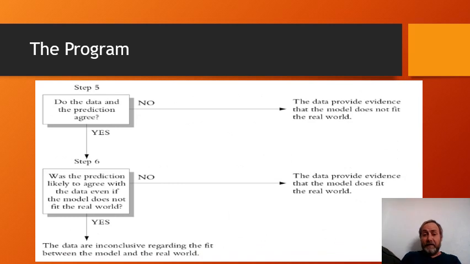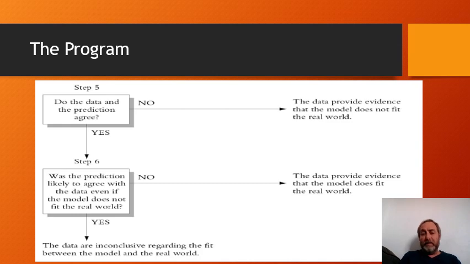So then we move on to step 5. Do the data and the prediction agree? If not, boom, you're done. The data provide evidence that the model does not fit the real world. If there is agreement, we move on to step 6, and now we have to ask, is there another reasonable model? Or another way of saying that, was the prediction likely to agree even if the model was not a good fit? If yes, then the data are inconclusive.